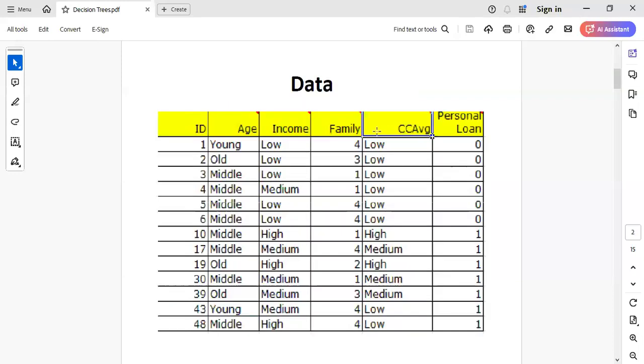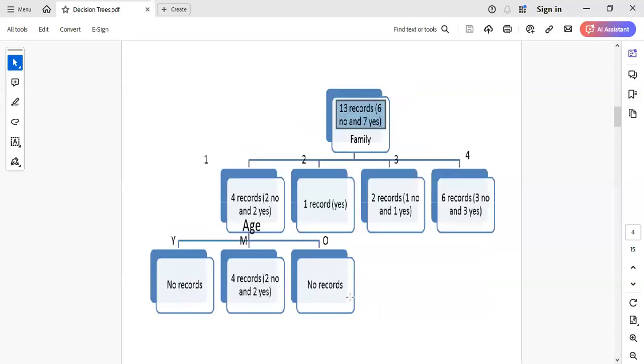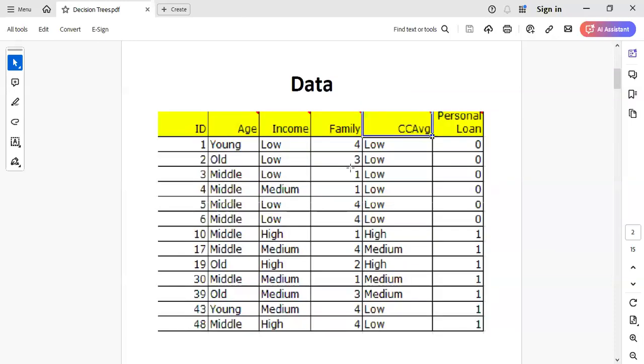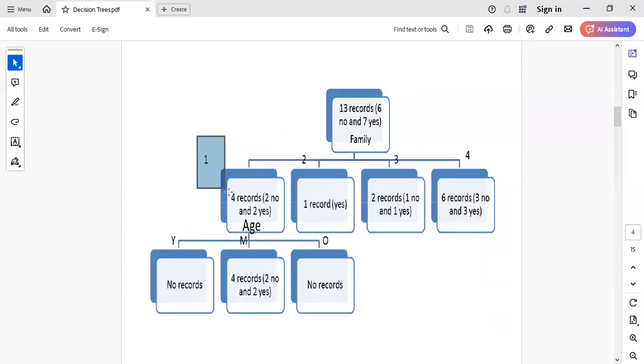Coming to the family column, we have 1, 2, 3, 4. Okay, we have 4 categories. That is the reason we have jotted down the first category, second category, third category, and fourth category. Coming to the first category, how are they classified? The first category has four records. The first record is of class 0, second record is of class 0, third record is of class 1, fourth record is of class 1. So we have 4 records, 2 are no and 2 are yes. So this is not a leaf node.